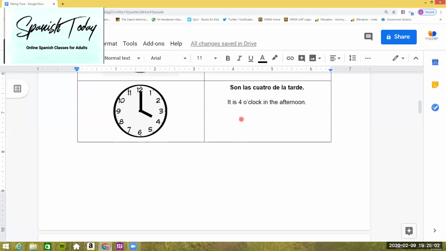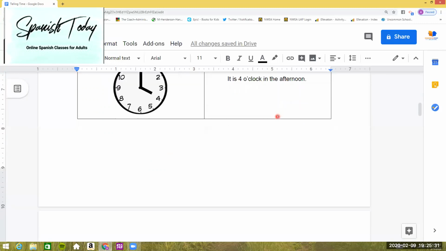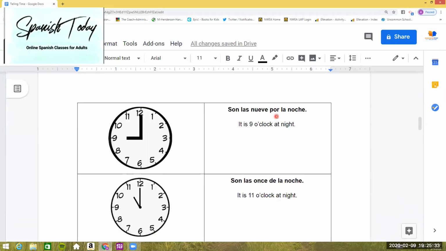So let's go to the next example. 4 o'clock. So we're going to say it's 4 o'clock in the afternoon. We'll start with son las again. Insert the number and then the time of day. Let's try it. Son las 4 de la tarde. Muy bien hecho. Okay, so let's keep going.